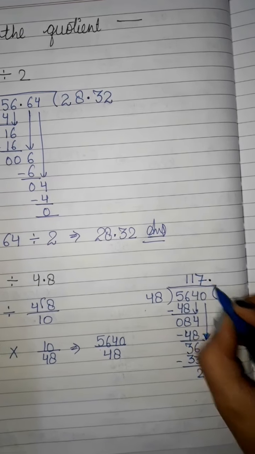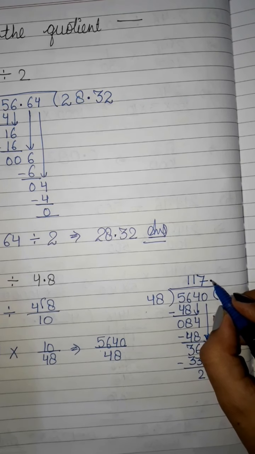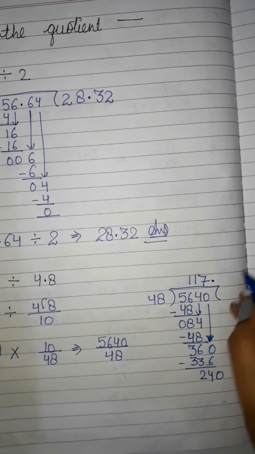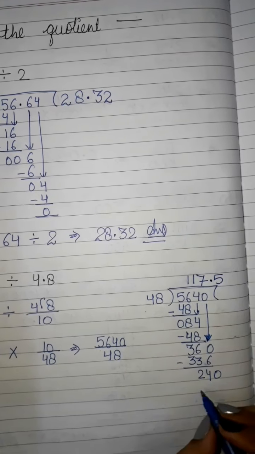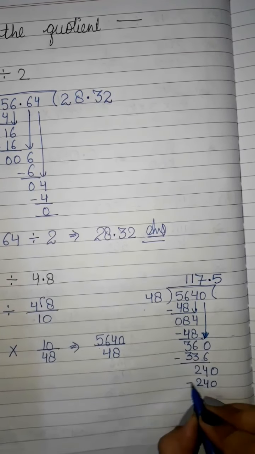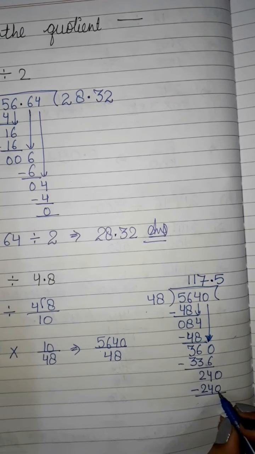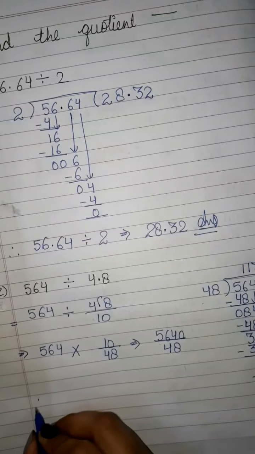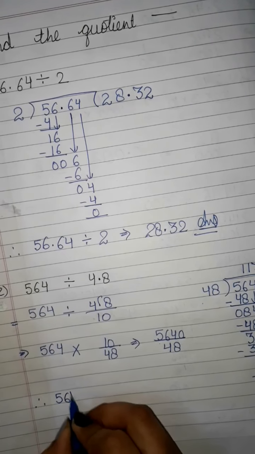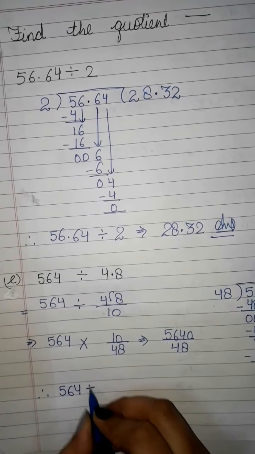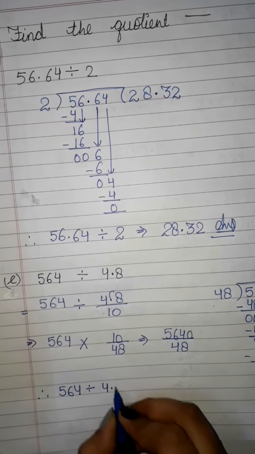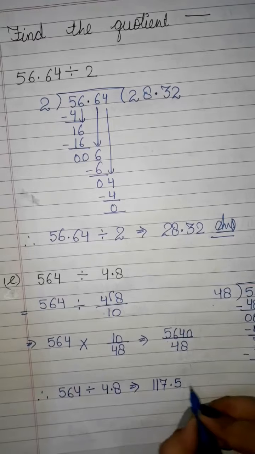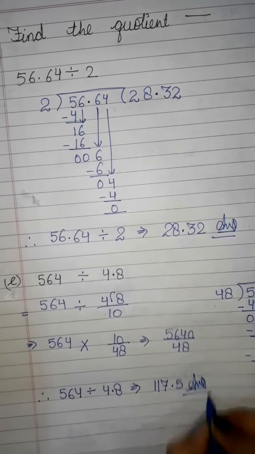Put a decimal over here, and with a decimal you can borrow 2 zeros. The first one I am taking. 48 fives are is 240. See, by taking a decimal and 0, the quotient is completed. So, therefore, 564 divide by 48, 4.8, the answer is 117.5. This is the answer.